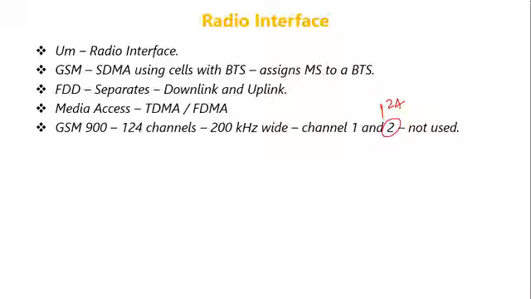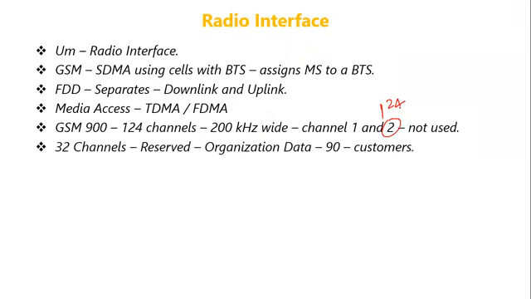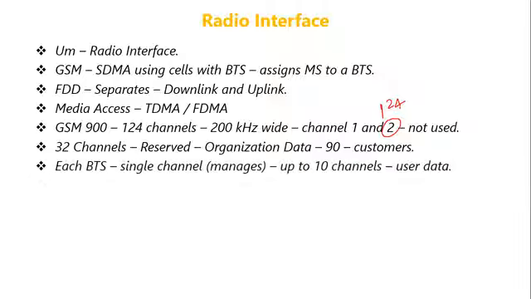Of the remaining channels, 32 were reserved for organizational data, and the remaining 90 channels are used for customers. Each BTS, that is, base transceiver station, manages a single channel for organizational data and up to 10 channels for user data. Similarly, GSM 1800 and 1900 also work in a similar fashion.